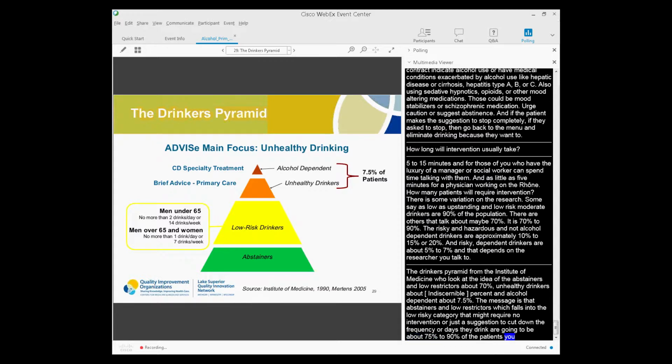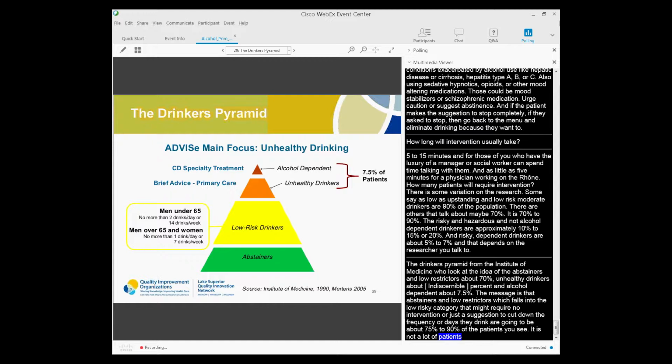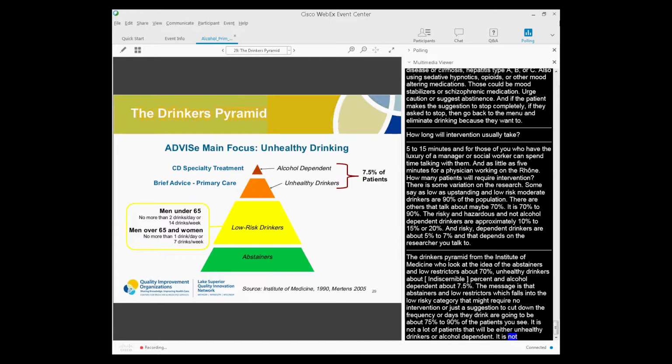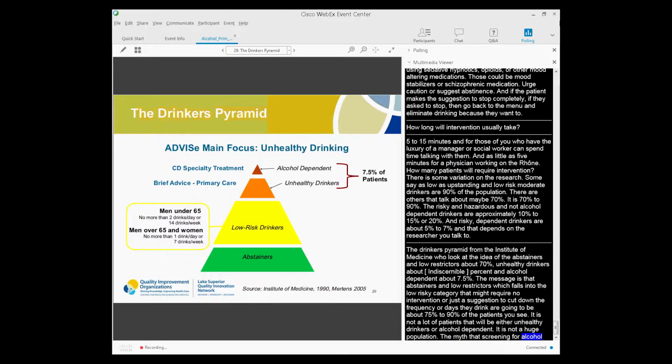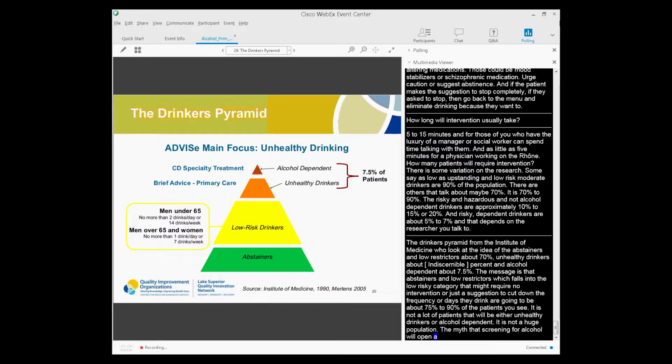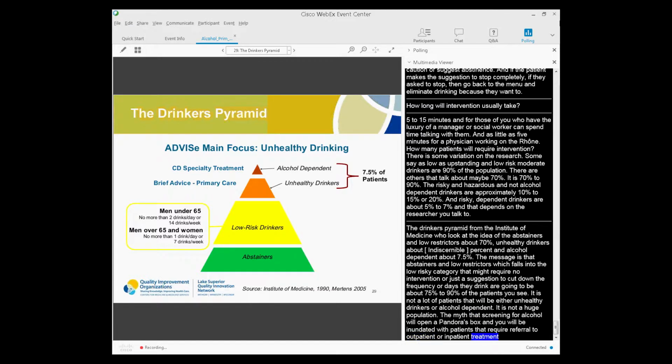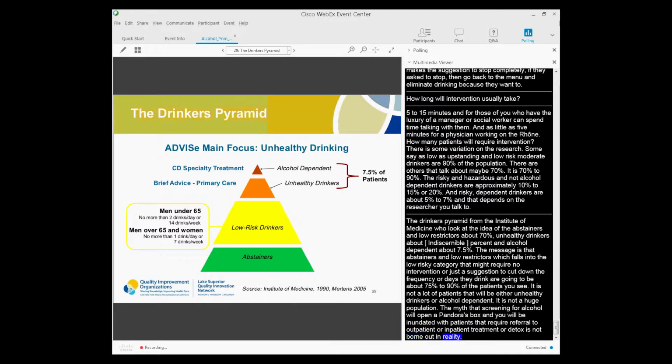So the myth that screening for alcohol will open a Pandora's box of being inundated with patients that require referral to outpatient or inpatient treatment or detox is just not borne out in reality. The numbers may differ, but the reality is that the majority of the patients that you see are going to be abstainers or low-risk drinkers, okay?